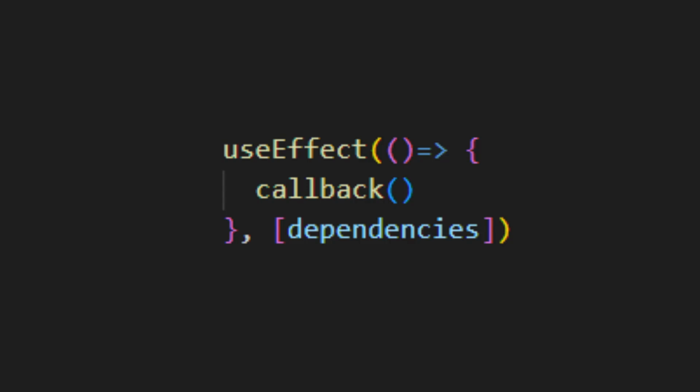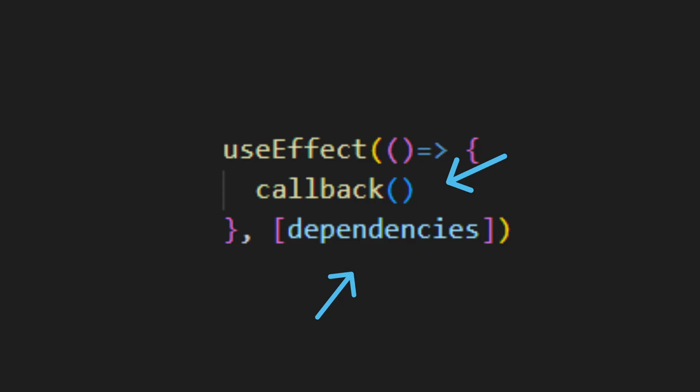useEffect is the hook for side effects: fetching data, updating the DOM, or subscribing to events. It runs after the component renders, syncing it with external systems like APIs or the browser. useEffect takes two parameters, a function where we define the effect and a dependency array. The function runs after rendering, and the array tells React when to rerun it.